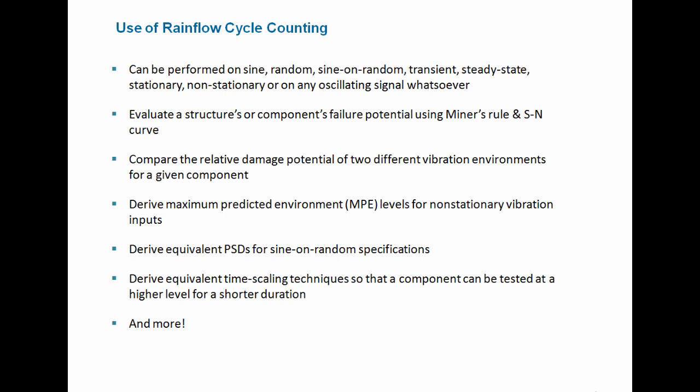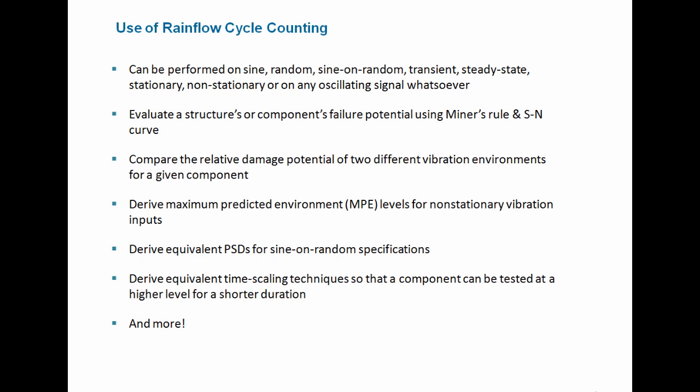Okay, so let's talk more about the rainflow cycle counting and its uses. So rainflow, I think I already mentioned this, can be performed on sine, random, sine on random, transient, steady state, stationary, non-stationary. So just bring your own oscillating signal, whatsoever you might have, and we can do a rainflow analysis. And one of the purposes for rainflow cycle counting is to feed that data into Miner's rule and to evaluate the potential for a failure mode using Miner's rule in conjunction with the SN curve for that material.